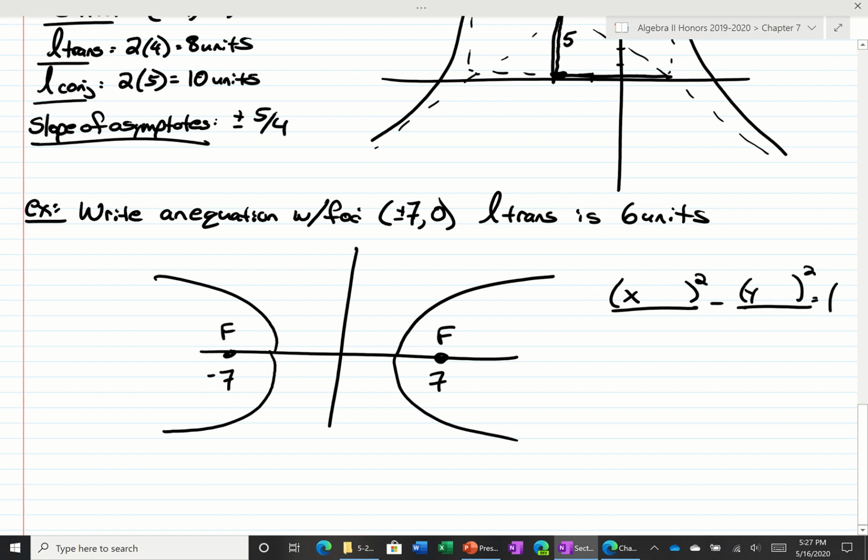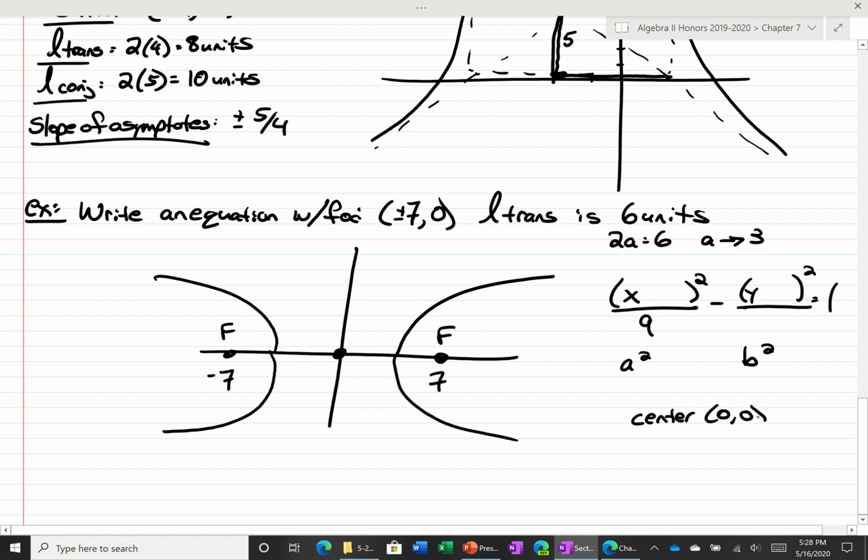Now, the length of the transverse is 6 units, which means 2 times a is 6. So a would be 3. So a squared always goes here. So a squared is 9. B squared, we don't know. But in between our foci, our center has to be the average. So the center would be 0, 0. So instead of writing x and y minus 0, we could just say x squared and y squared. We just have to figure out what b squared is.